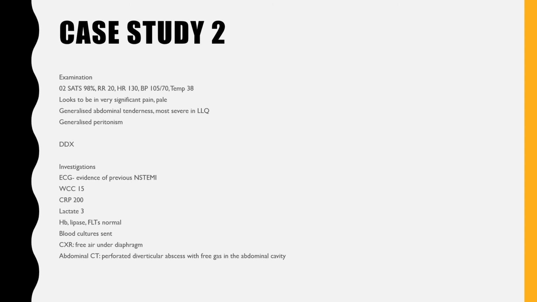You do a chest X-ray which shows free air under the diaphragm, which is strongly suggestive that you've got some kind of perforated viscus in your abdominal cavity. You do an abdominal CT scan, which shows a perforated diverticular abscess with free gas in the abdominal cavity. So this person has diverticulitis that's caused an abscess, and that abscess has then broken off and is causing some purulent or feculent material to be in this man's abdominal cavity.